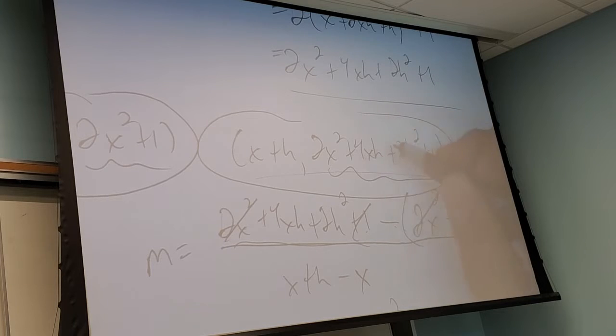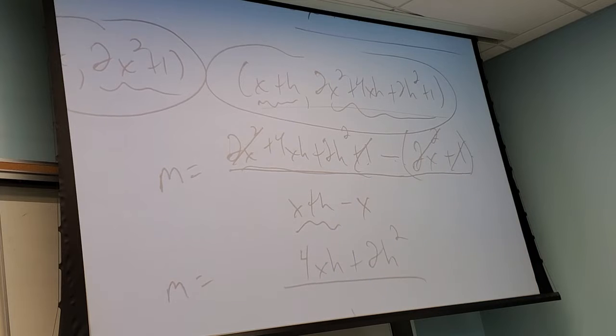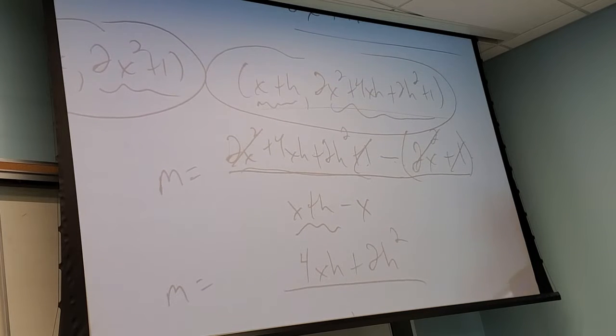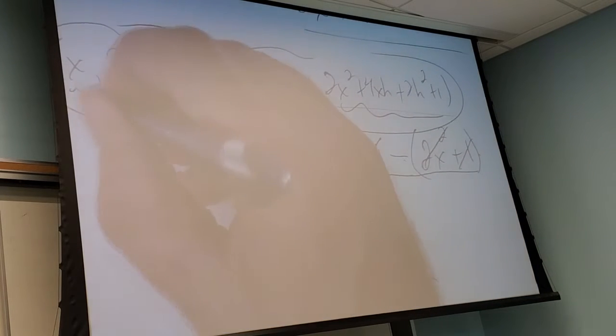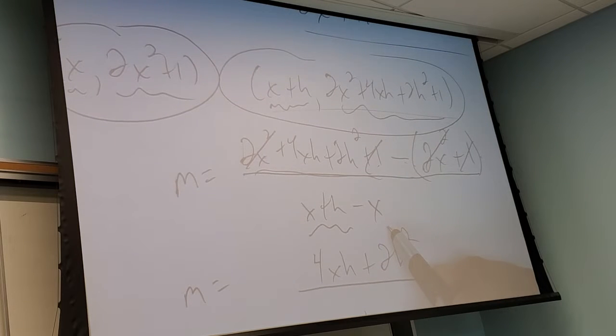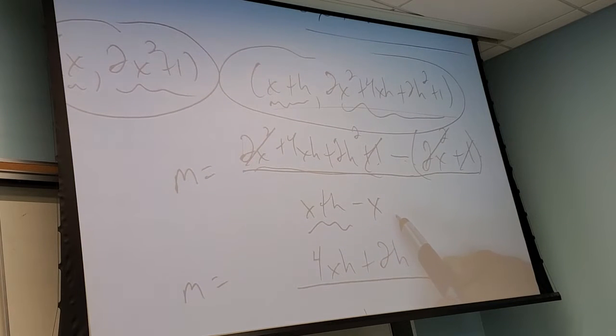What's the x piece of the second point? X plus h, yes? So I put that here. Minus, what's the x piece of the first point? What's x1? X. So I'm not sure, what is it you think we need to do?